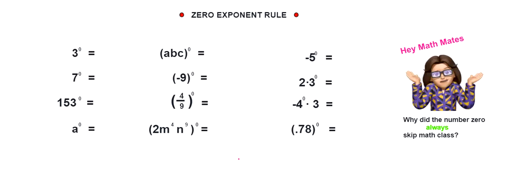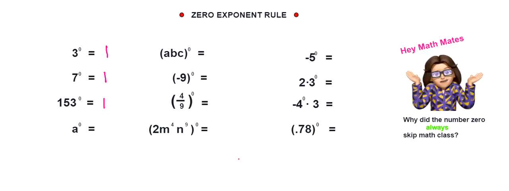All right, let's take a look at number one here, the first one. It says 3 raised to the 0. Well, the zero exponent rule tells you anything raised to the 0 is 1. So 3 raised to the 0 is 1. 7 with an exponent of 0. So 7 raised to the 0 is 1. 153 with an exponent of 0, 1. Anything with an exponent of 0 is 1.